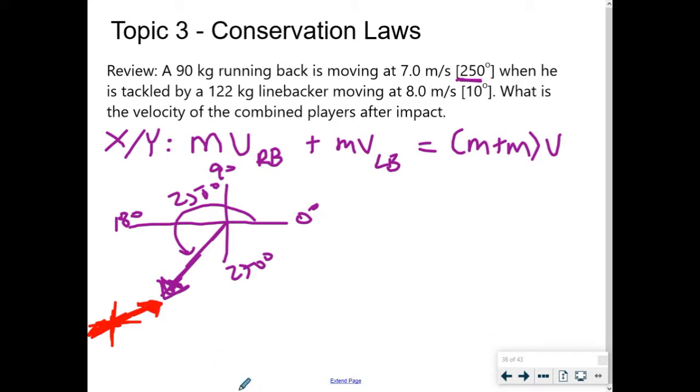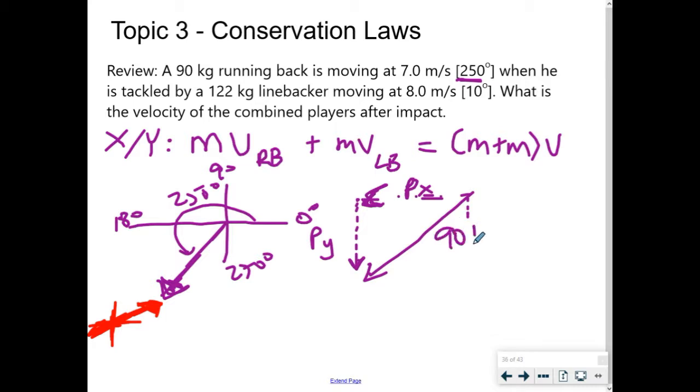Sound good? So the first thing I'm going to have to do then is break each of these vectors up into their x and y components. So I'm just going to start by doing this. I'm going to take this first vector right here. And, well, why don't I draw it with the axis like this? Let's find an x and a y component. So this can be his momentum in the x direction, and this can be his momentum in the y direction. I'm going to calculate just how much momentum there is in the x and the y. On the hypotenuse, this was the running back, right? So this was 70 kilograms traveling 7 meters per second.